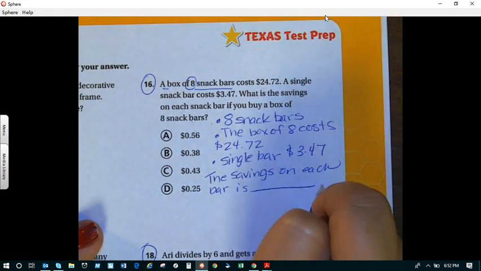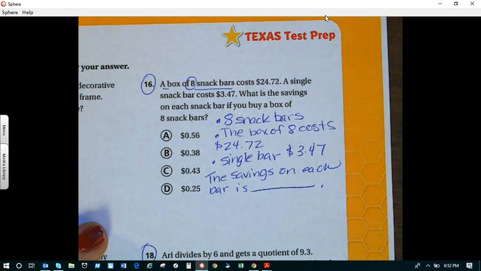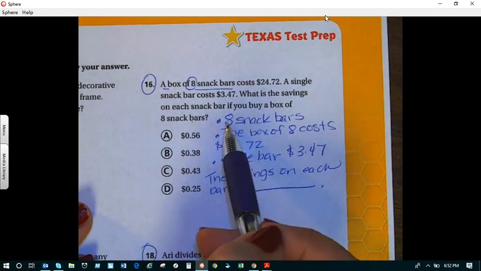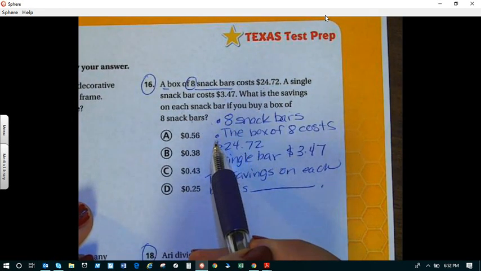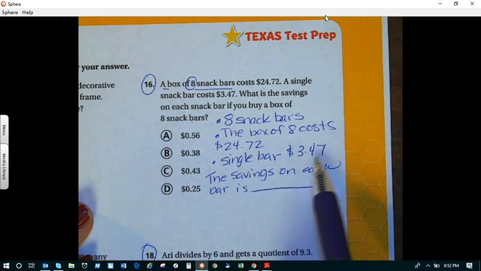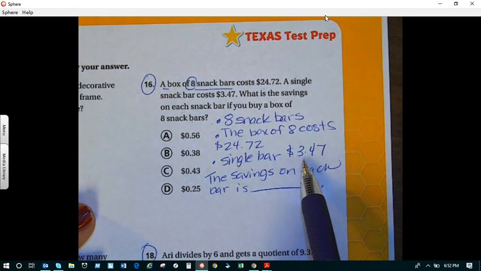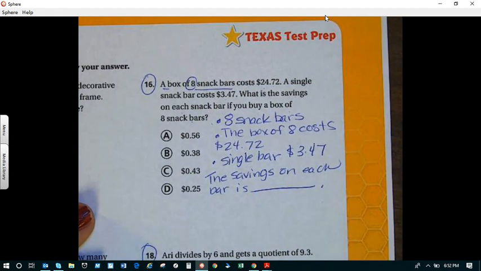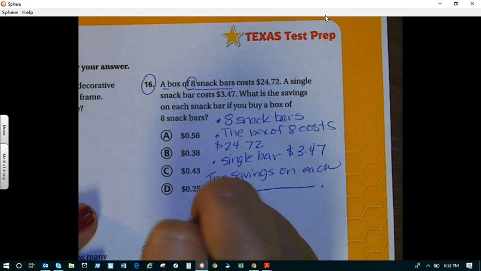So it means that what operations will I need? Well, I'm going to need division because I need to find out how much each bar costs in this box. And then I'm going to do subtraction because I need to take the difference to find out how much savings was on each bar. Okay, so I'm going to have division and then subtraction.